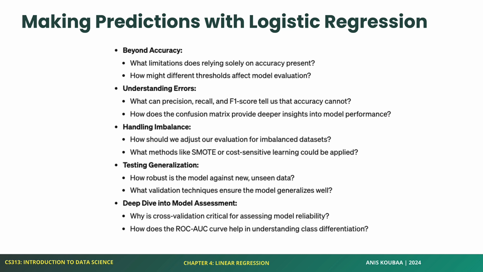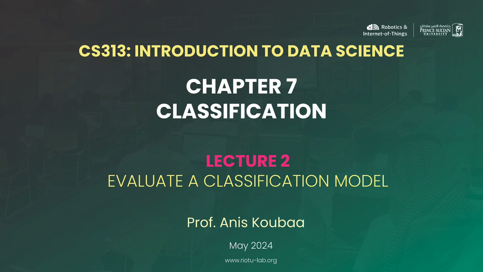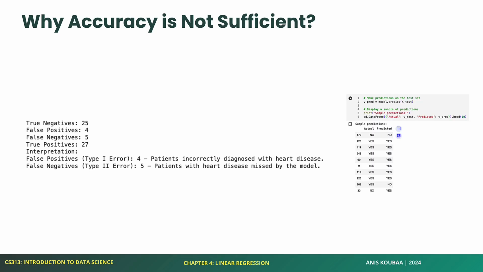And yesterday we mentioned that accuracy is not sufficient to evaluate the performance of a model because there are different perspectives that have to be addressed. In today's lecture, we're going to introduce the different ways on how to evaluate a classification model. So let's start with this motivating slide. Why is the accuracy not sufficient?